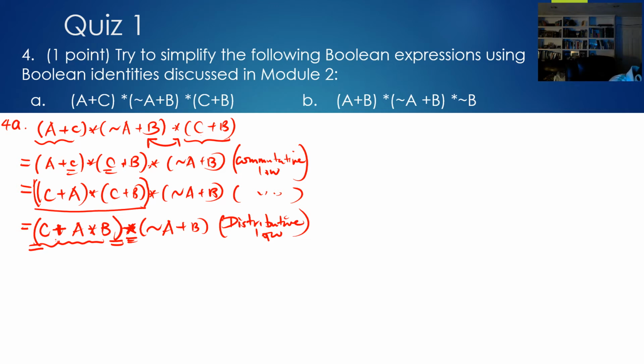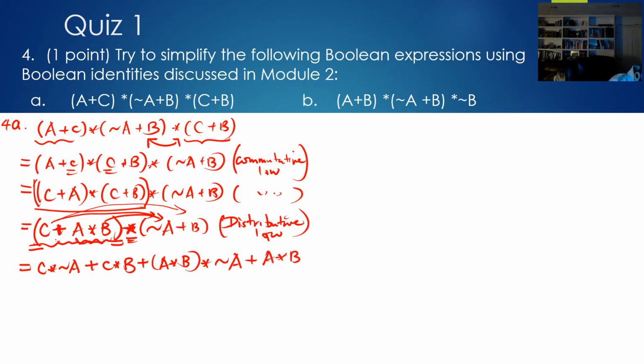Now, once you have the parentheses, you can multiply things out. So C times tilde A, and then C times B, right? So plus C times B, and plus A times B times tilde A, plus A times B times B. That's also the distributive law. I'm not going to write this. So then we have C times tilde A.